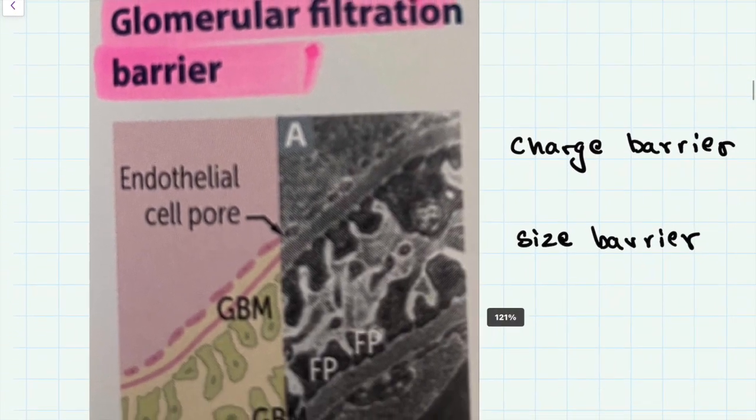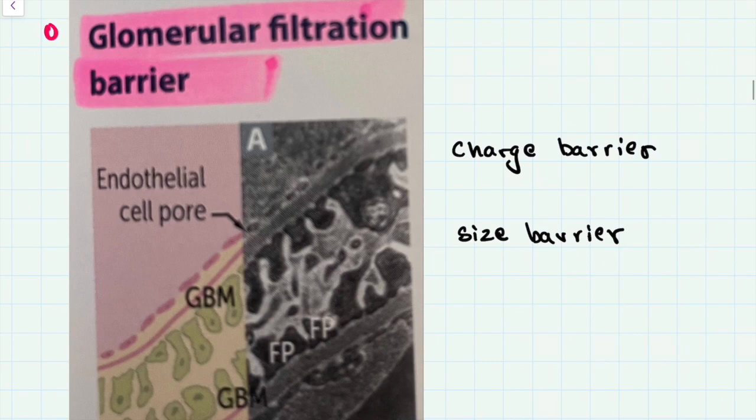Next we will talk about the glomerular filtration barrier, which is very important. What it does is that it is responsible for the filtration of plasma, and it depends upon two things. First is the charge criteria, and second is the size criteria. Therefore it is called size and charge selective, right?